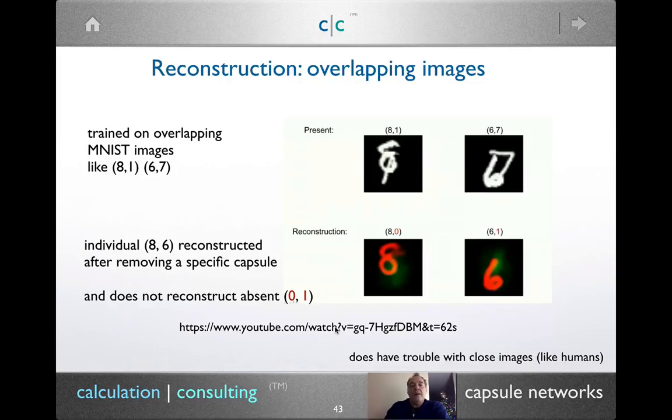And there's a nice little video I linked to which shows the reconstruction, which goes through a little more detail. It's a little 5-minute video which goes into detail how good this thing is at reconstructing overlapping images.